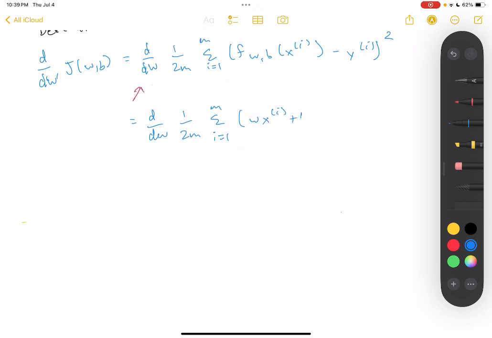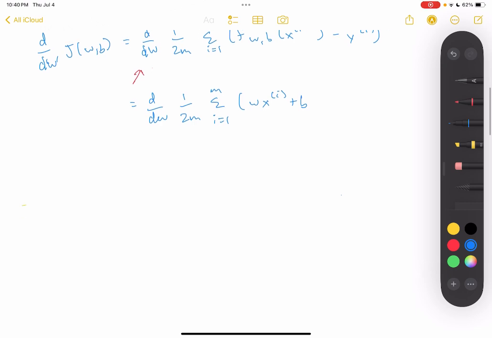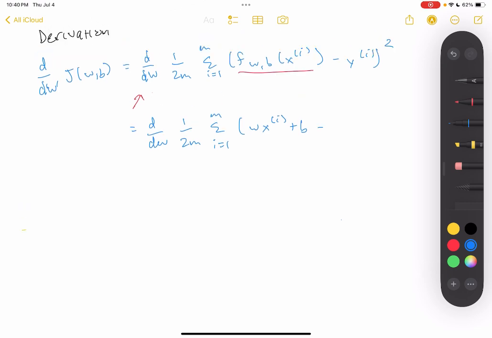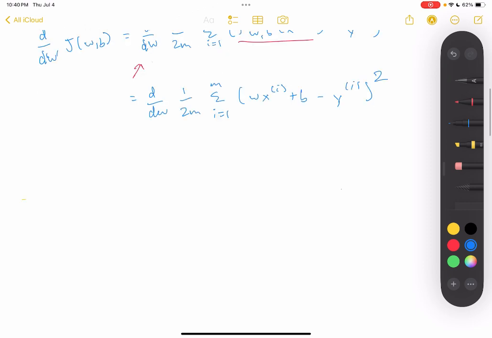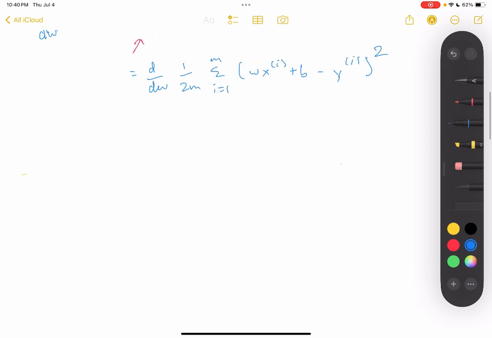This should be very familiar to you. wx plus b, and then of course, it's just going to be subtracted by the true value. Okay? So we have that. And by the rules of calculus, if we were to take this partial derivative, we would actually get this. 1 over 2m summation i equals 1 to m of the inside multiplied by 2x. Okay? And if you see, the 2's actually cancel out here. This cancels out. So what we're left with is this.